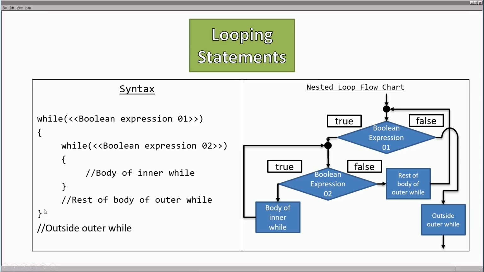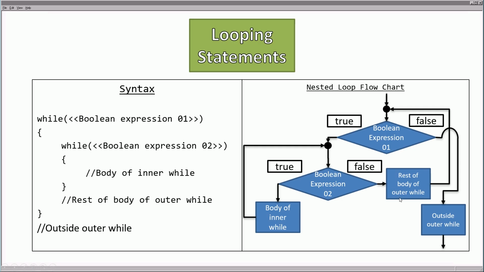Now remember, the body is indicated by the open and closed curly braces. As we enter the body of this while loop, we then check the second Boolean expression. Now let's assume that that was true. Then we are going to run the body of this inner while loop. And we keep running this inner loop until eventually this Boolean expression becomes false, and then we run the rest of the body of the outer while loop.